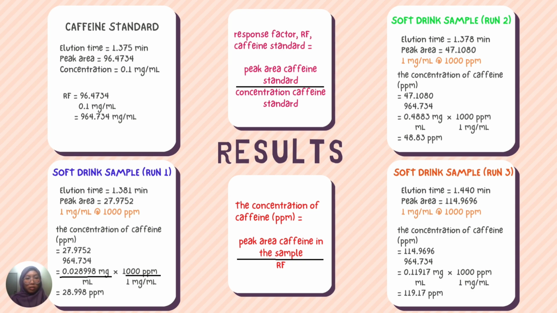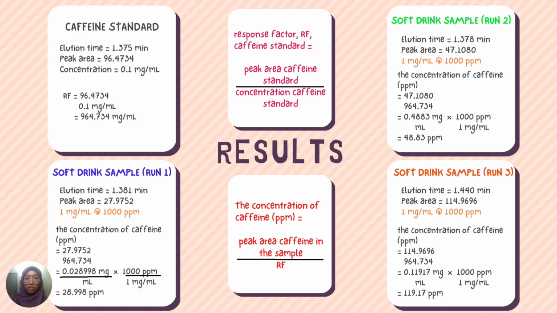Next, we're going to take a look at sample 1. The elution time is 1.381 minutes, while the area is 27.9752. And now we're going to calculate the concentration of caffeine in ppm. The formula is the peak area of caffeine in the sample divided by the RF, which we already calculated by using caffeine standard. After we enter the value, we got the concentration of caffeine in sample 1 as 28.998 ppm.